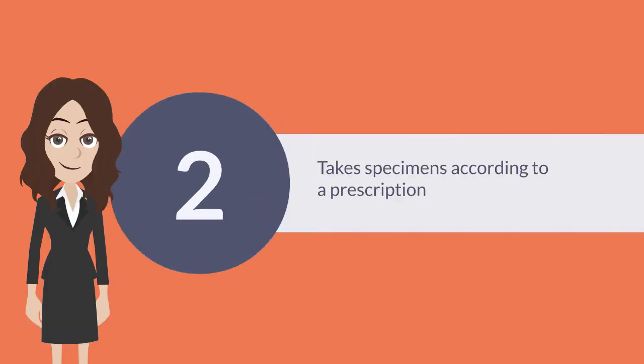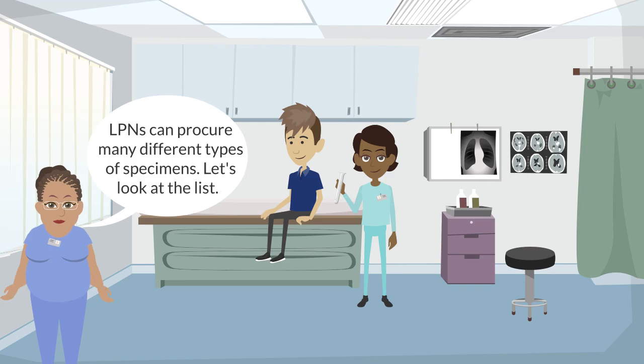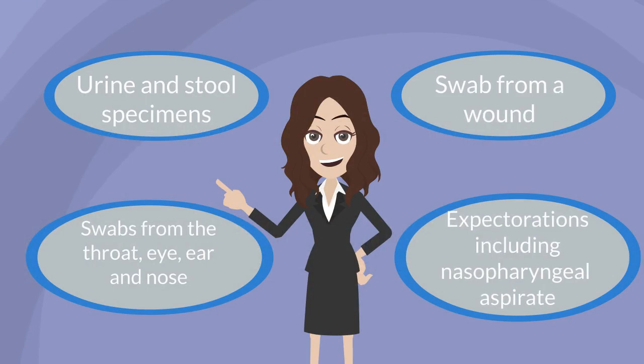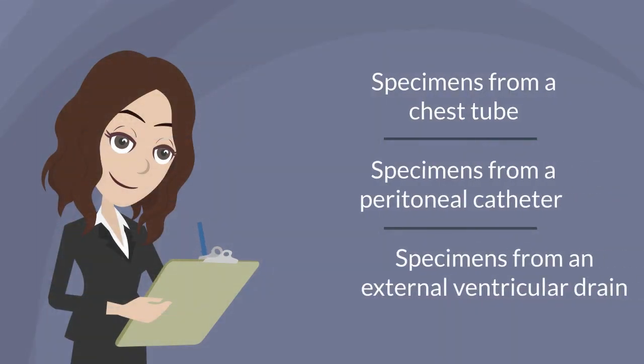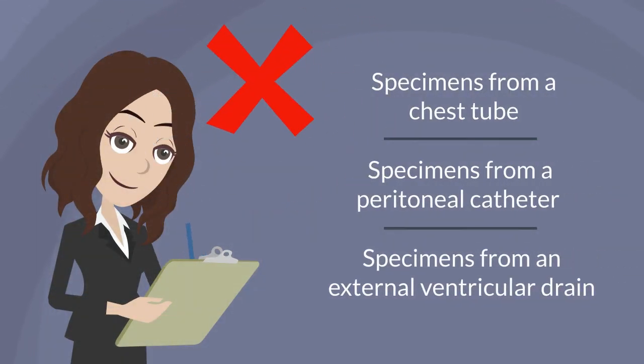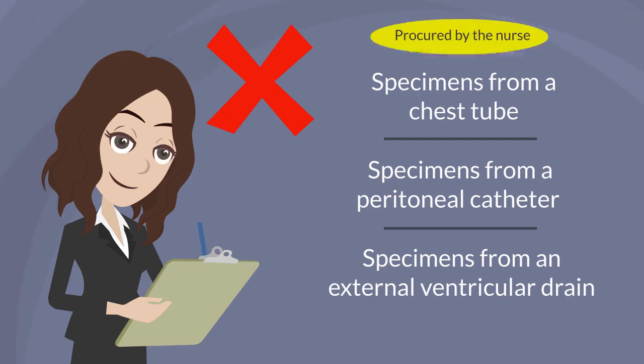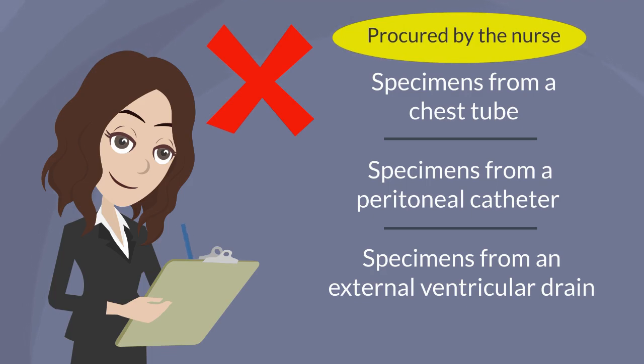2. Take specimens according to a prescription. LPNs can procure many types of specimens. Let's look at the list. Urine and stool specimens, swabs from the throat, eye, ear, and nose, swab from a wound, expectorations including nasopharyngeal aspirate. There are some restrictions. LPNs cannot procure specimens from a chest tube, a peritoneal catheter, or an external ventricular drain. These specimens must be procured by the nurse.